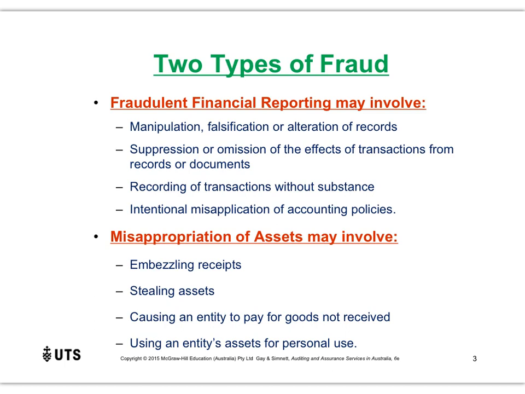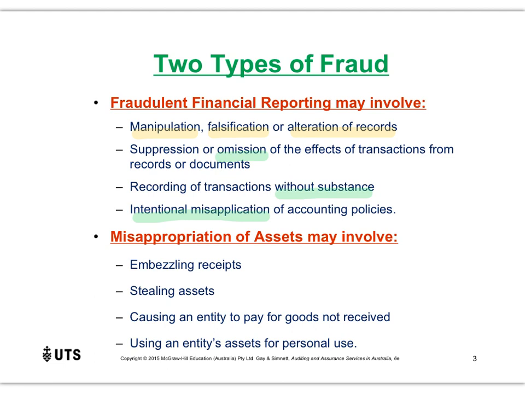To provide you some more examples of these two different types of fraud, with the first one, fraudulent financial reporting, it includes examples like, as I said earlier, manipulation of the records, falsification, so including fake sales, or altering the records of a company. It can also include omitting information, omitting the effects of certain transactions on records or documents. It can include recording transactions without substance, so they're not real or they don't have the appropriate documentation to support them. And also intentionally applying accounting policies.